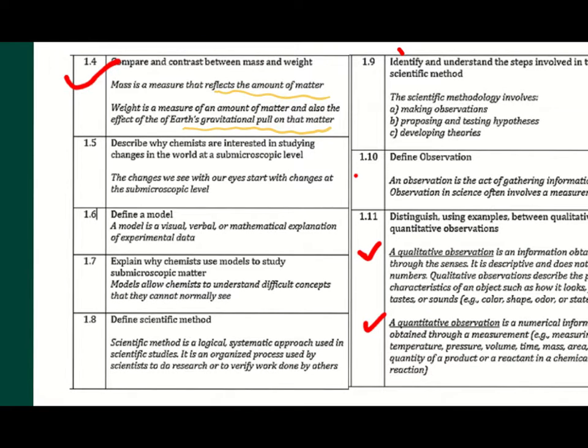Two. Why chemists are interested in studying changes in the world at the submicroscopic level. Submicroscopic level means why do you need to use a microscope to study change in the world? This is because most of the changes that happen in our world are submicroscopic.